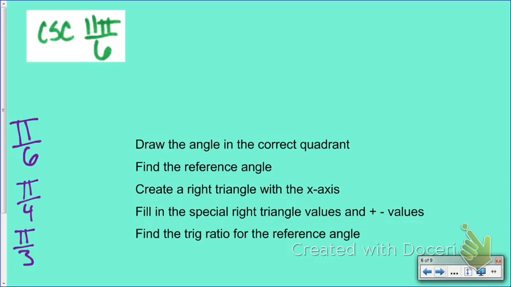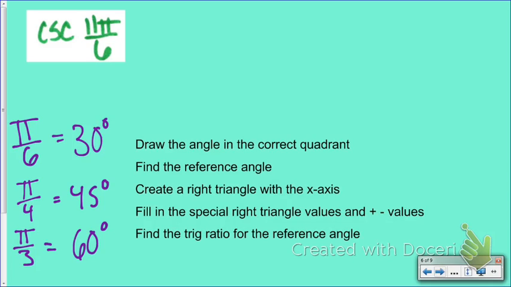Pi over 6, if we forgot, we can always work it out. I could multiply by 180 over pi to get 30 degrees. Same thing with pi over 4, that works out to be 45 degrees, and pi over 3 works out to be 60 degrees. And again, something that makes this a little bit easier, pi over 6, that's 1/6 pi, which means 1/6 we know is smaller than 1/3, so that has to be my smallest angle. So pi over 6 is the smallest angle.